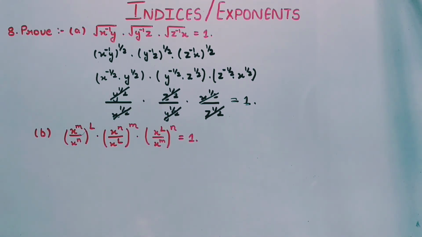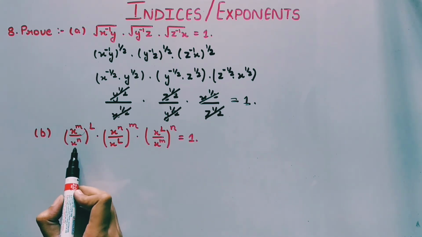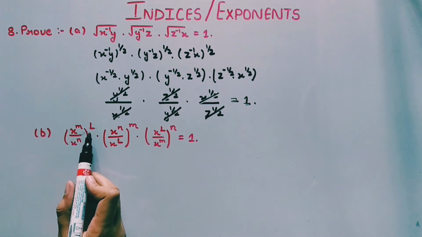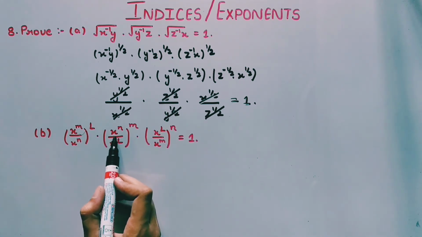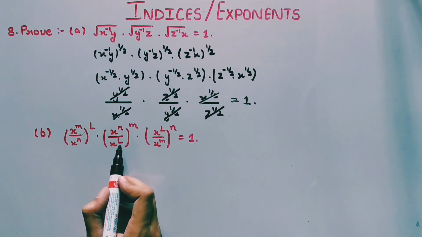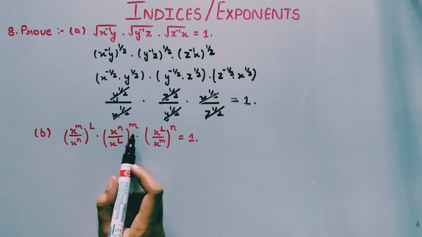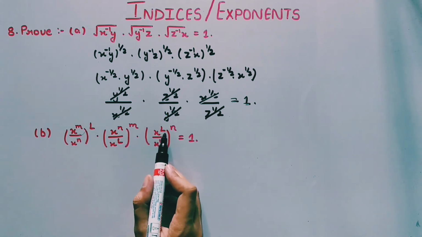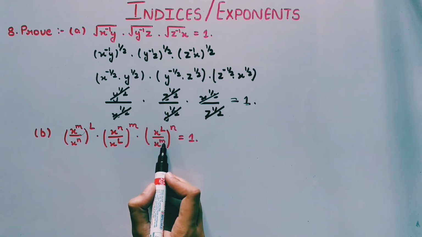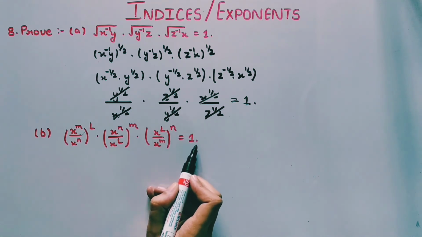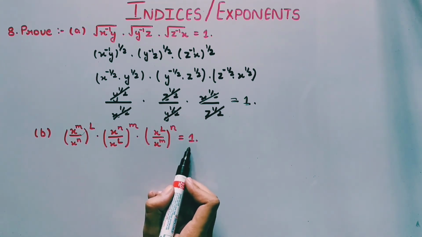We have the next part of the 8th question. x raised to power m by x raised to power n whole power l, multiplied by x raised to power n by x raised to power l whole power m, multiplied by x raised to power l by x raised to power m whole power n is equal to 1. We need to prove this.